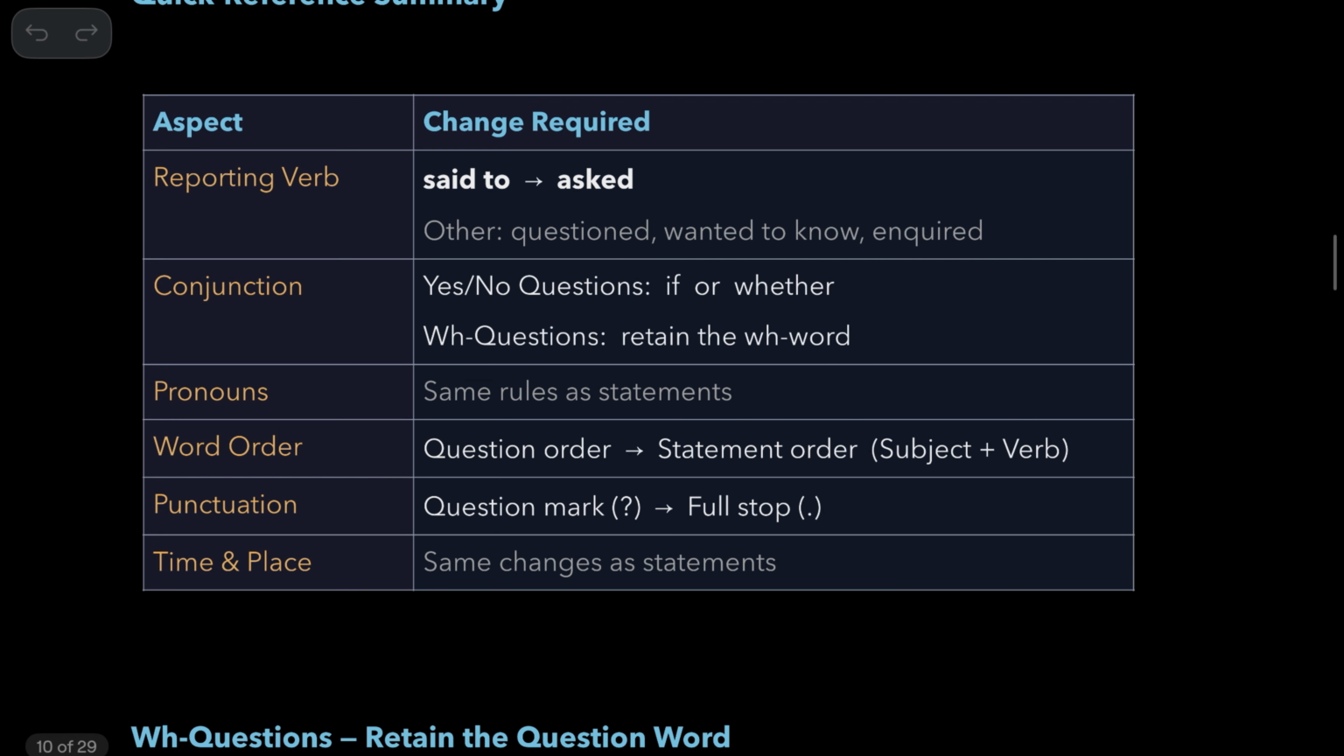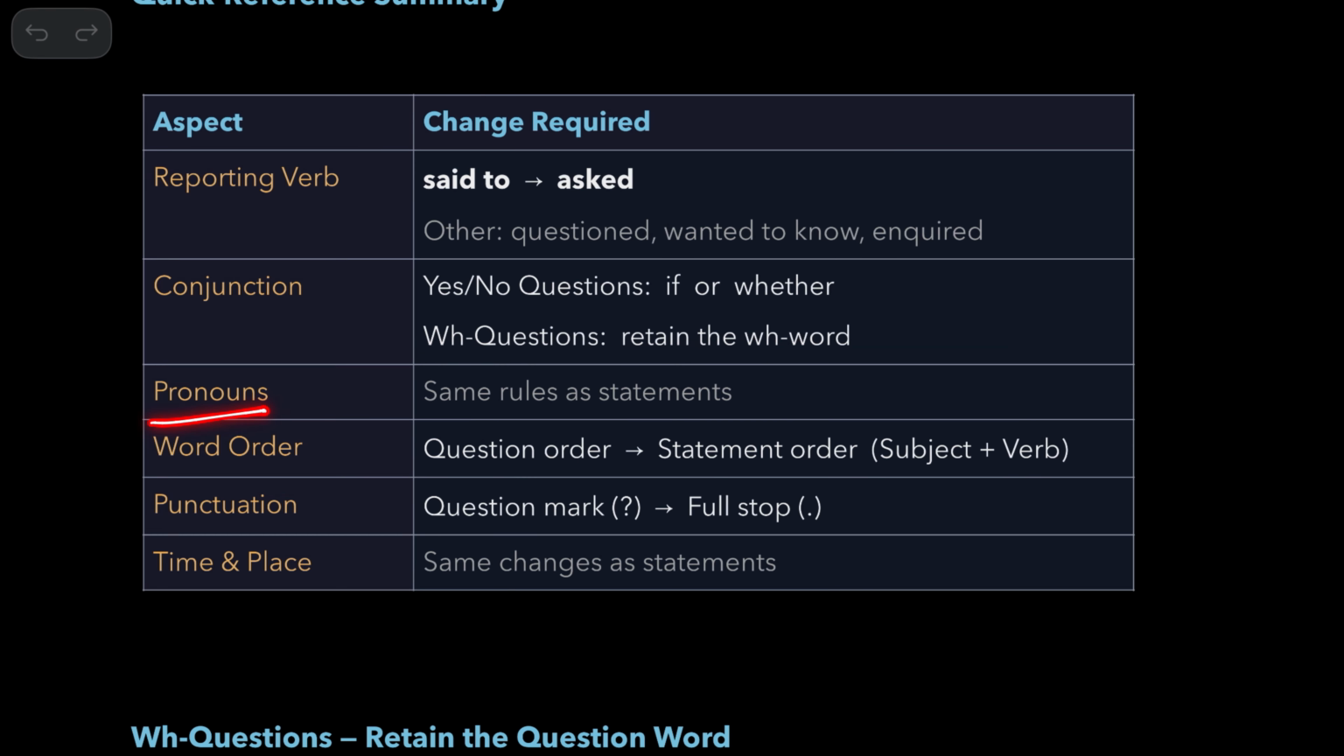Now, said to changes to asked. This is a reporting verb. So, said to changes to asked. You can also use other words like questioned, wanted to know, inquired. Then the conjunction, if it is a yes no question, then you can use if or whether. And if it is a wh question, you need to use the same wh question word.